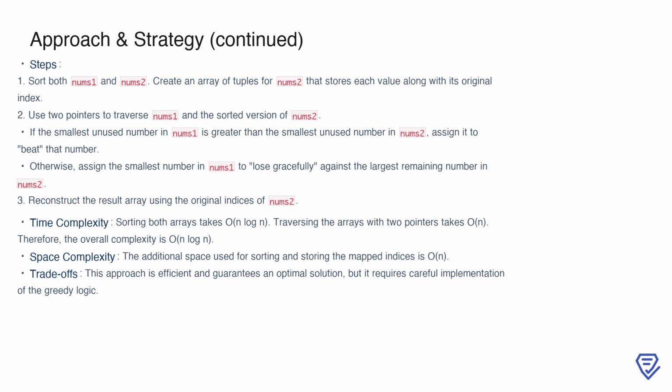Otherwise, we assign the smallest number in nums1 to lose gracefully against the largest remaining number in nums2. Finally, we reconstruct the result array by placing the assigned numbers in their original positions based on the indices stored earlier. This approach has a time complexity of O(n log n), due to sorting and a linear pass with the two pointers, and it uses O(n) additional space for storing the mappings. It's efficient, guarantees an optimal solution, and avoids the impracticality of the brute force method.